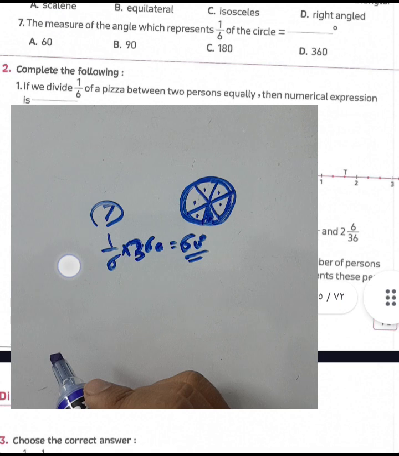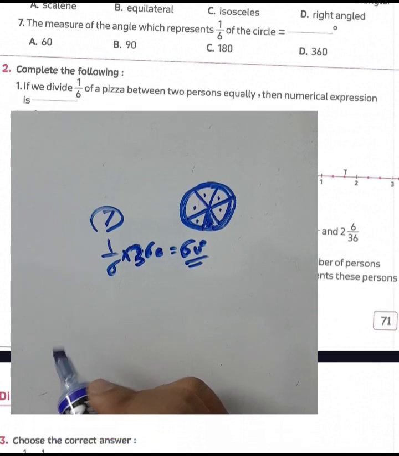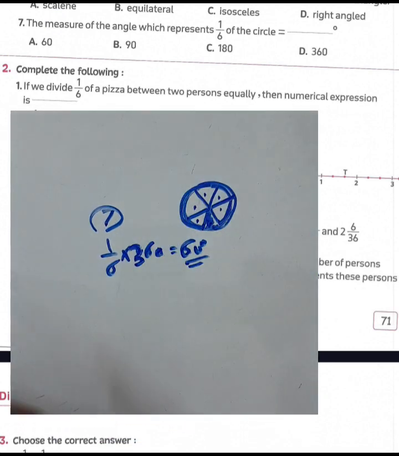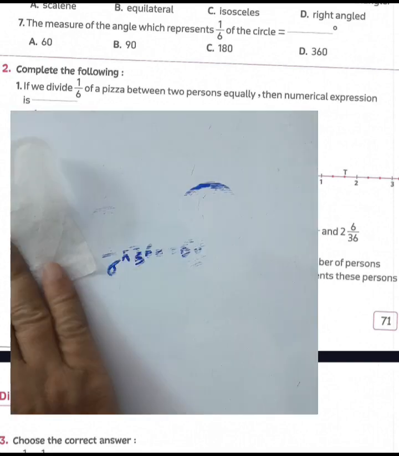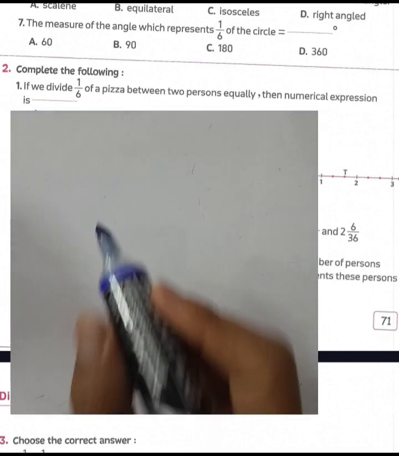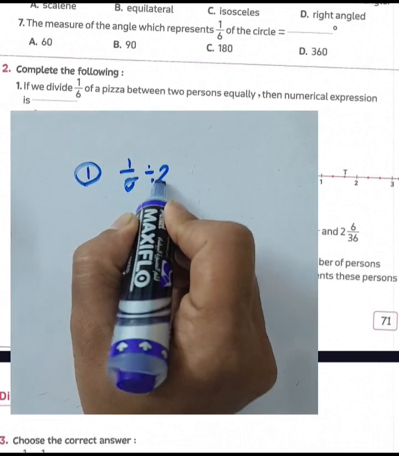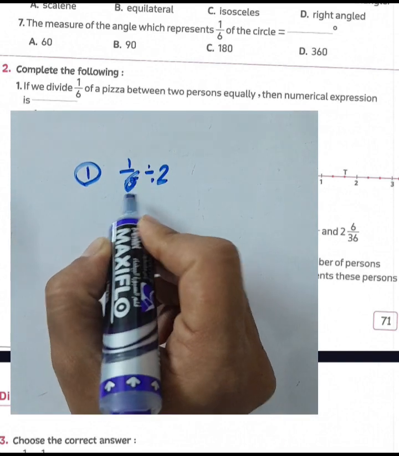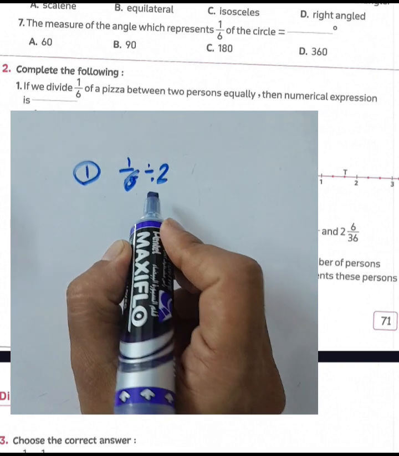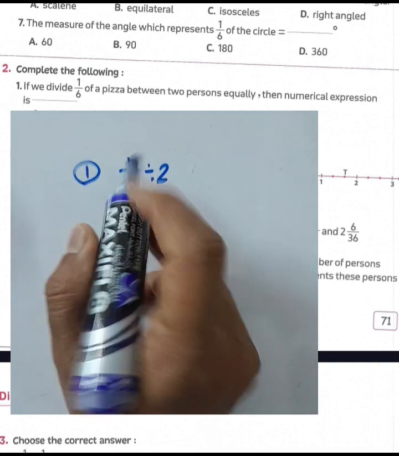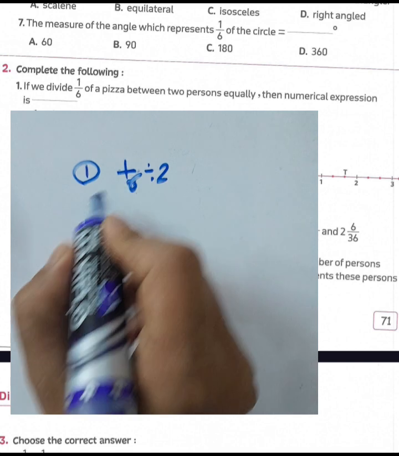Question number 2. If we divide one sixth of a pizza between two persons equally, then the numerical expression is what? The numerical expression will be one sixth divided by 2. Again, we want to divide the sixth of pizza between two persons. You can write one sixth divided by 2.